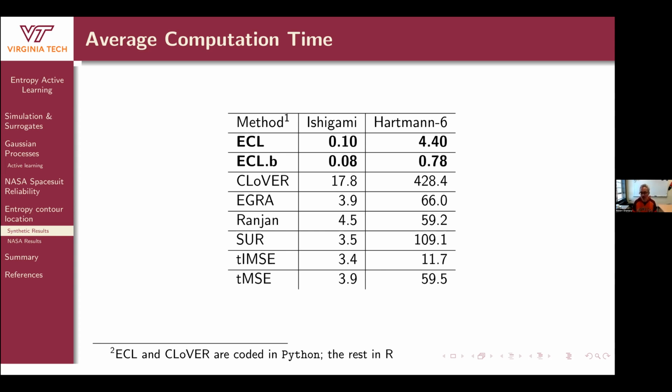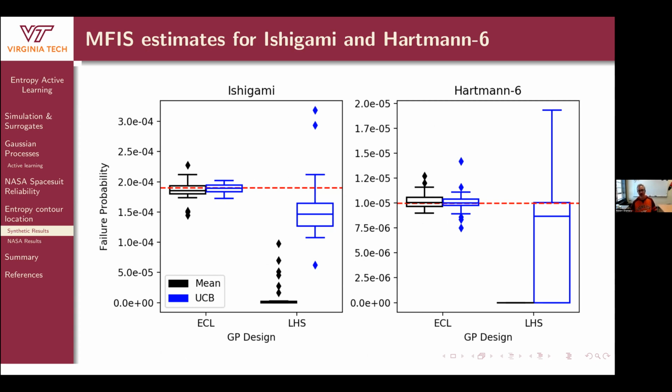That wasn't exactly what we wanted. We wanted to know where the contours were so that we could do multi-fidelity importance sampling. So I want to show you the multi-fidelity importance sampling results for these toy problems where we know what the truth is. And then I'll show you what we did on the NASA experiment to wrap things up.